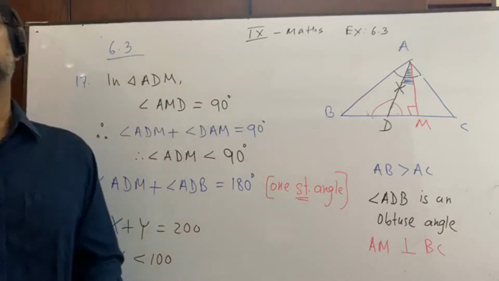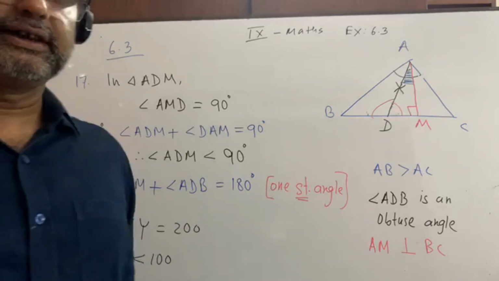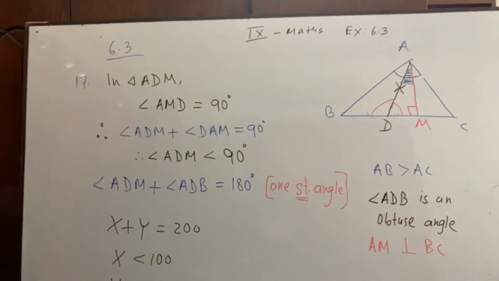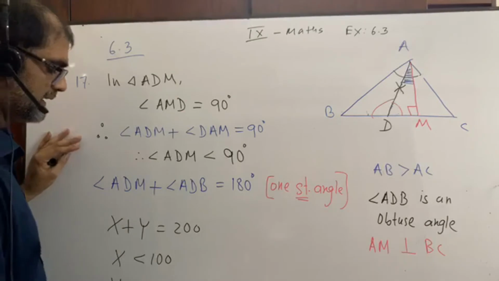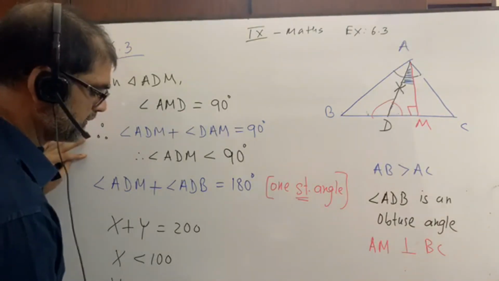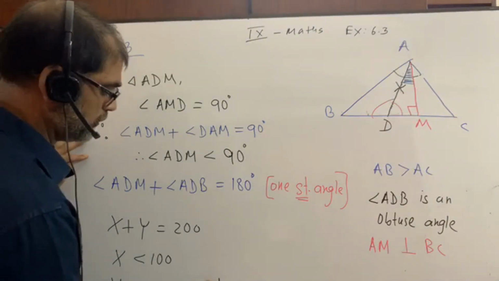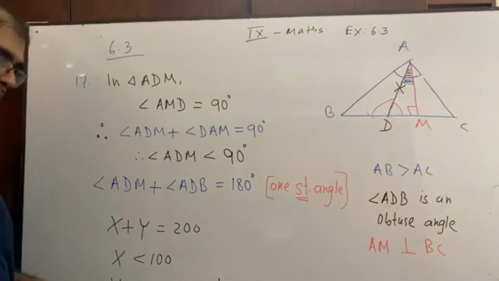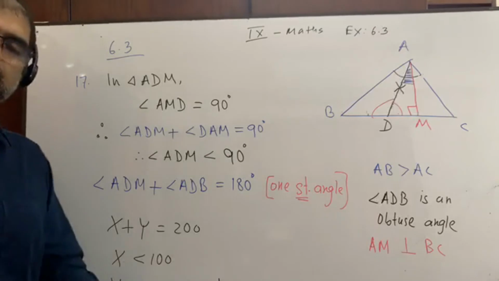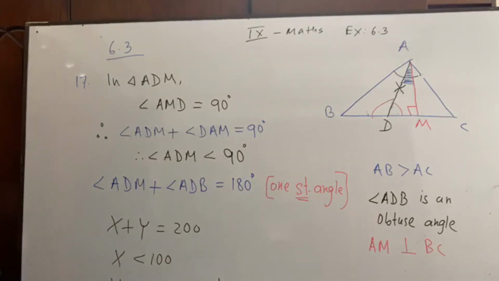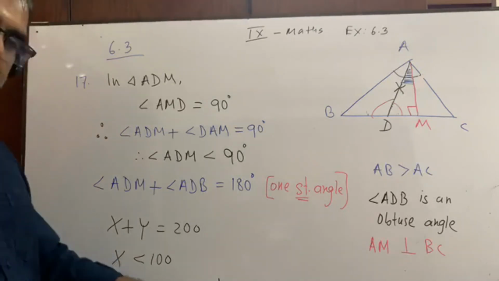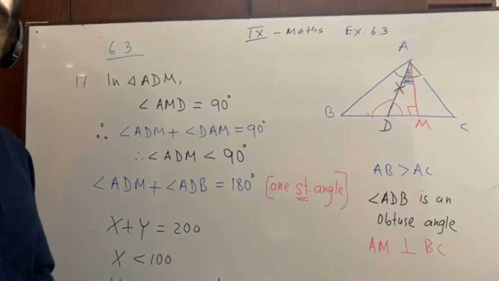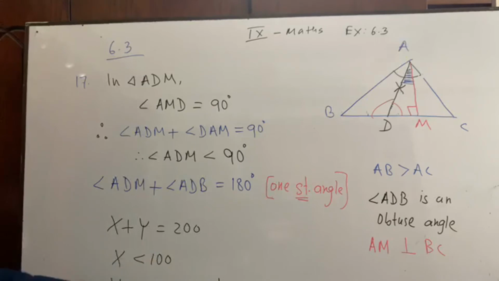Greater than 100 means what? It could be 300, it could be 10,000. So it has a limit. Y is greater than 100, but Y is less than 200. The Y is greater than 100, that's fine, but it has a limit. What is its limit? It cannot exceed 200.